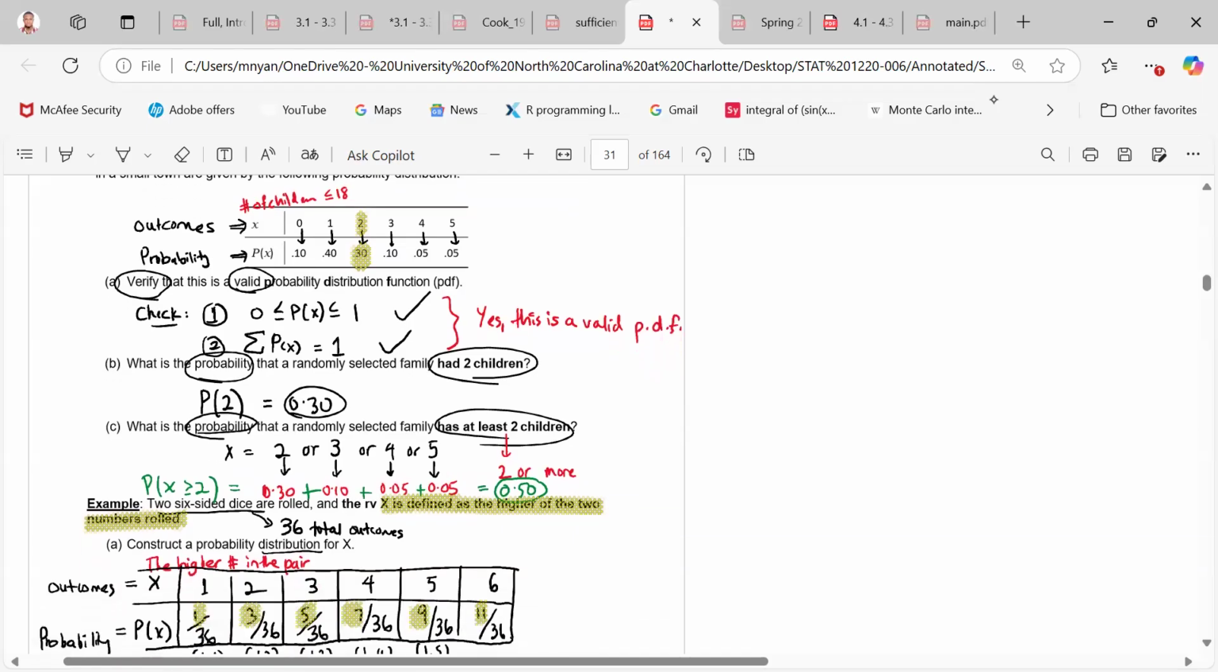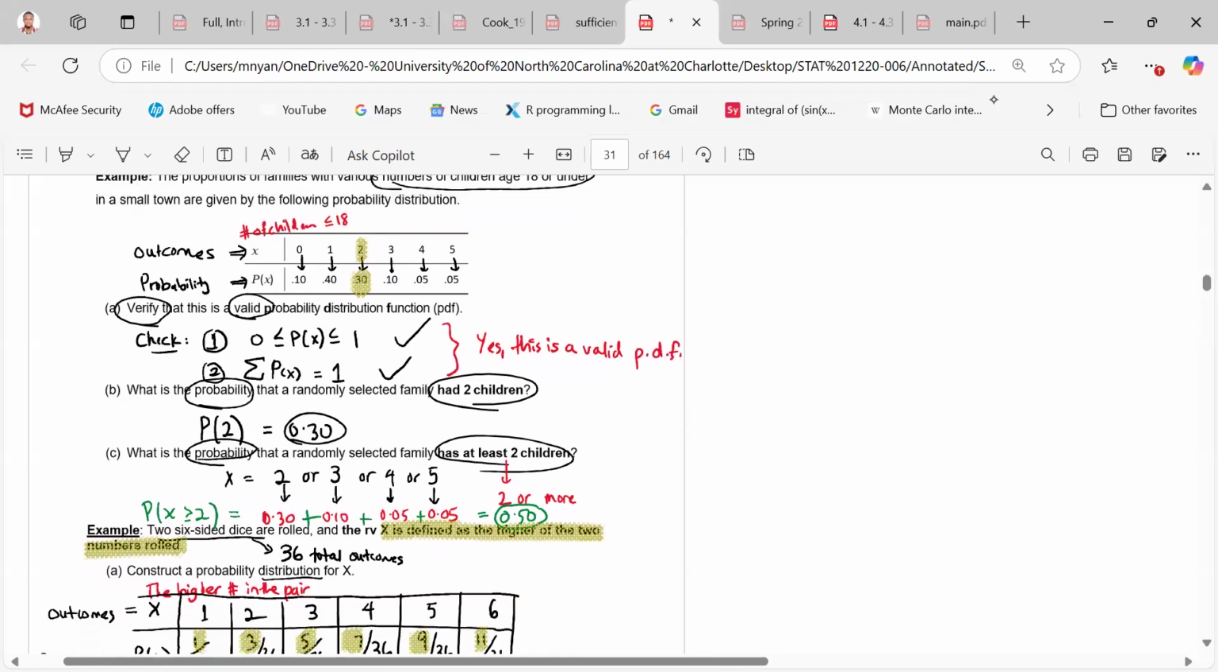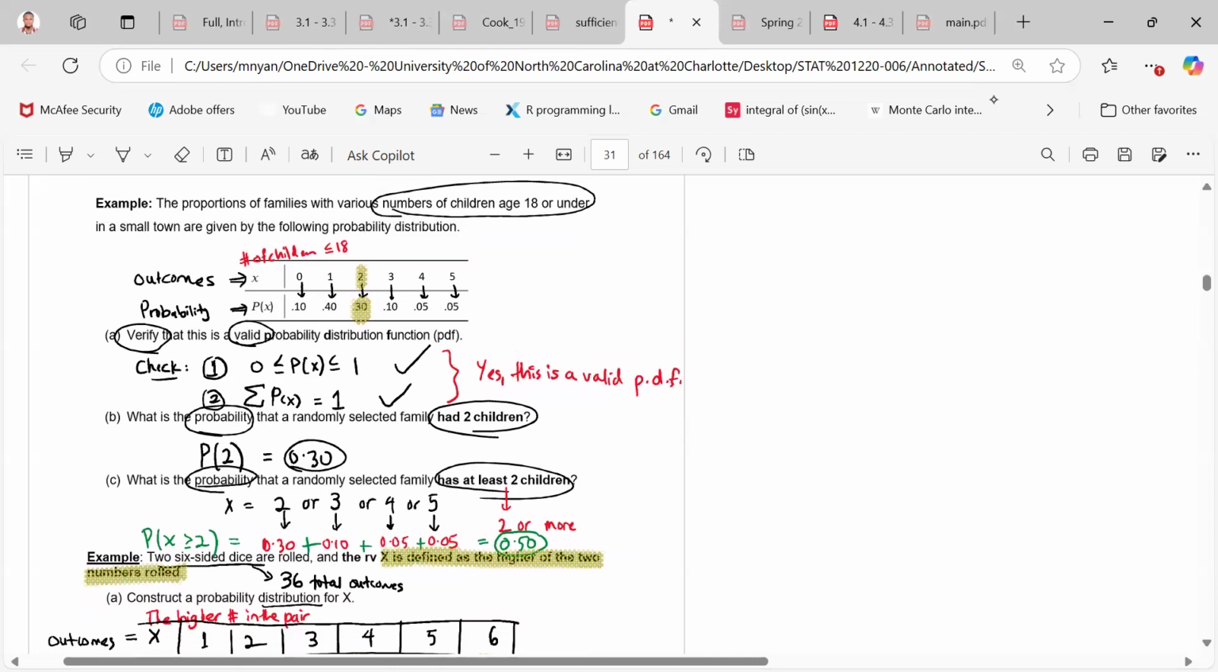And we have to find the probability that a randomly selected family had 2 children. So we go to the 2 column and we check. We go here, then we realize that it's 0.3. And what is the probability that a randomly selected family has at least 2 children?